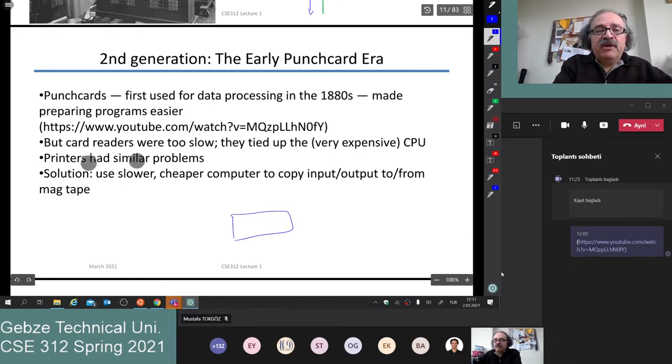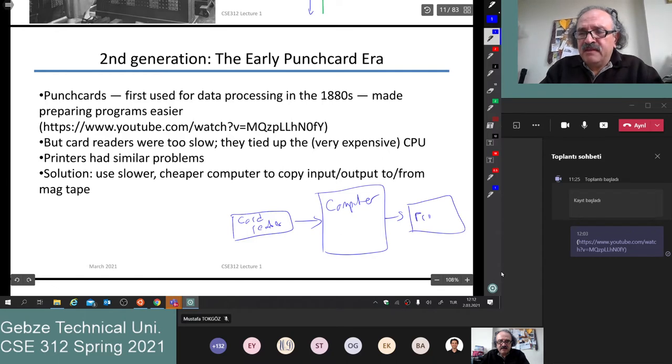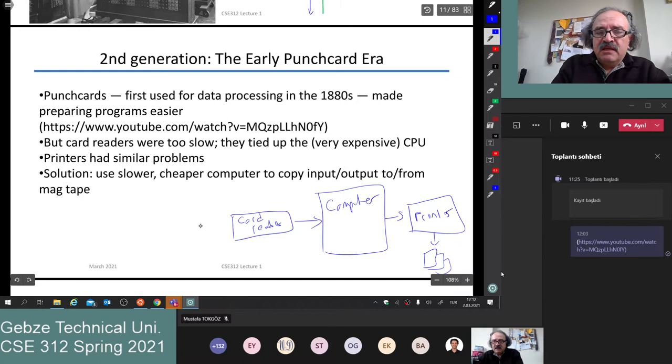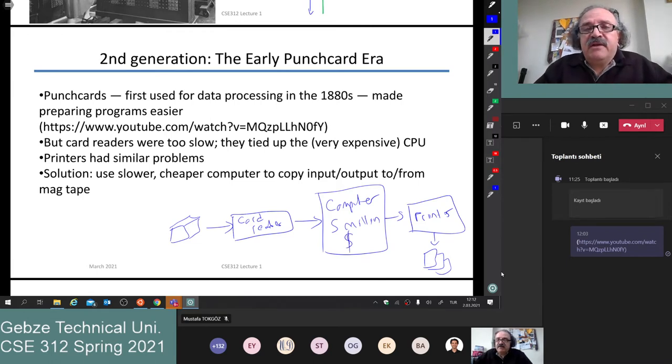And for the output, they used to use printers. So the computers are like this. This is a very expensive computer. This is your card reader. It reads the data and the program, and your output comes from the other end with the printer. The printer produces your output pages, the card reader takes the deck of cards, and this one is $5 million. So people don't like it. What are we going to do?